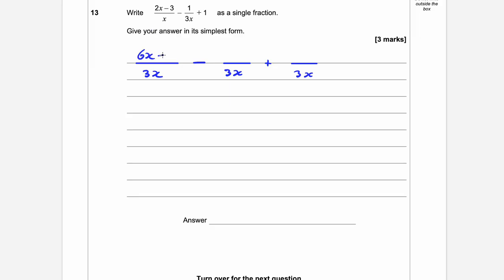It's 6x minus 9. That's this times 3. This one, I haven't multiplied the bottom by anything, so I don't multiply the top by anything. And this one, I multiply the bottom by 3x, because that's like 1 over 1, so I multiply the top by 3x. Now, the denominator is the same, so I can go straight to 6x minus 9 minus 1 plus 3x. So it's 6x minus 9 minus 1 plus 3x, which is equal to 6x plus 3x is 9x. Minus 9 minus 1 is minus 10 over 3x, and we're done.